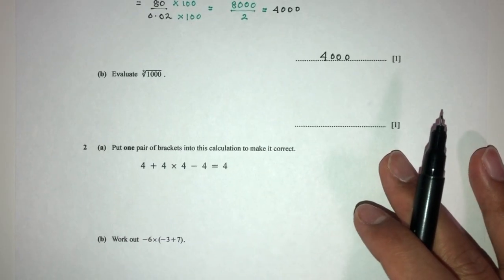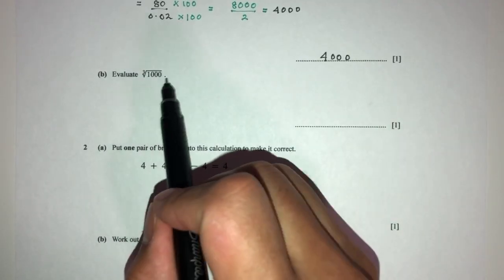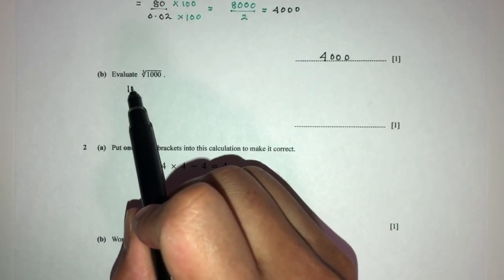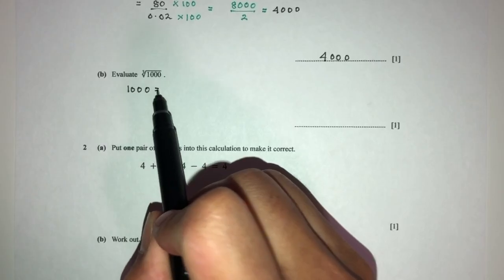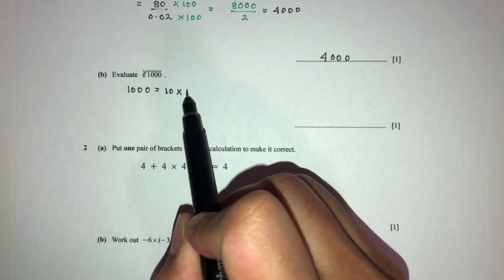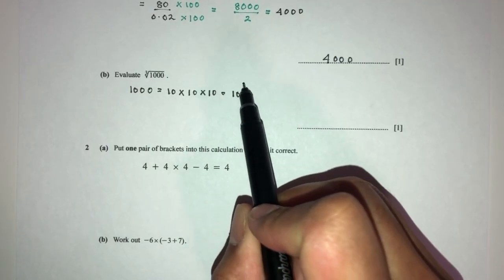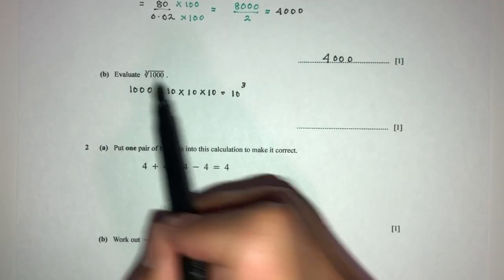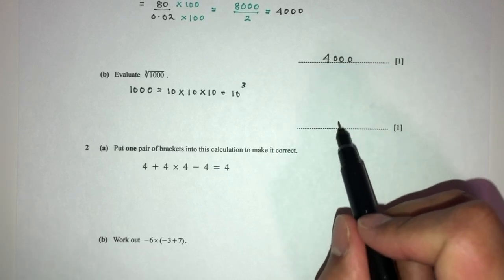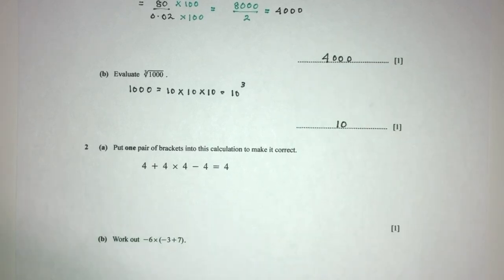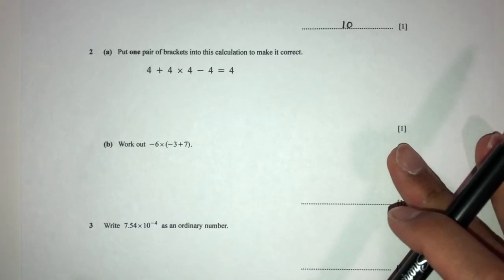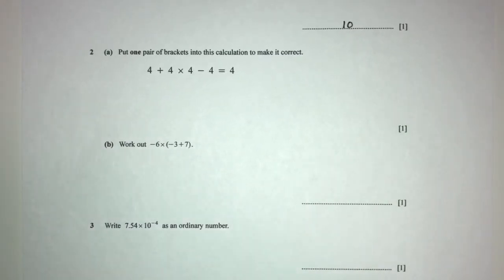Okay, now let's move on to question part B. So evaluate this. So from here we have to know 1,000 is actually 10 times 10 times 10, which is 10 power 3. Now obviously applying cubic root to this, they will give you just 10 as your answer. Right. Now for part 2, we have to put one pair of the brackets into this calculation to make it correct. Again, you have to follow the rules of BODMAS here to make this correct.